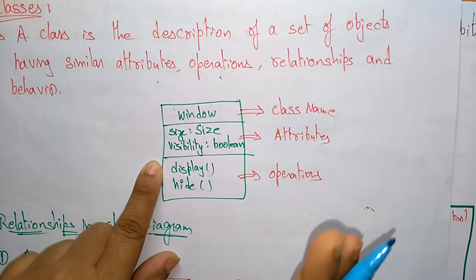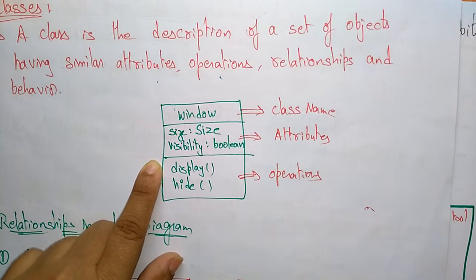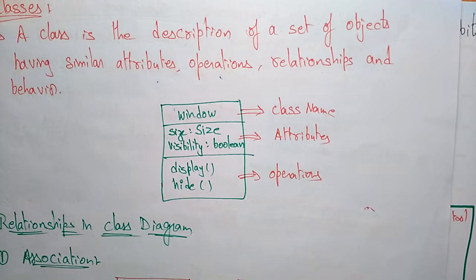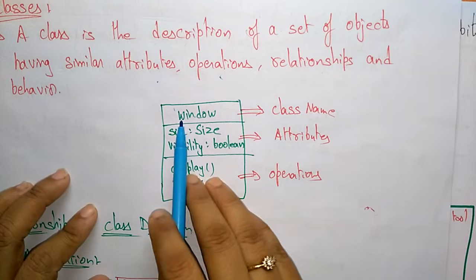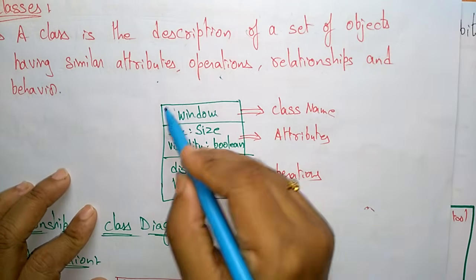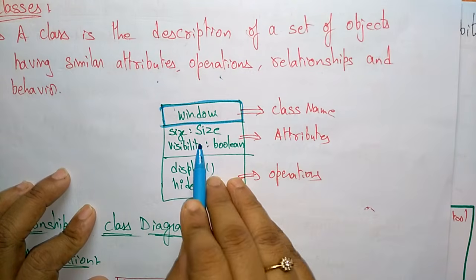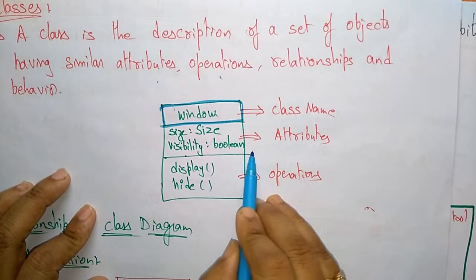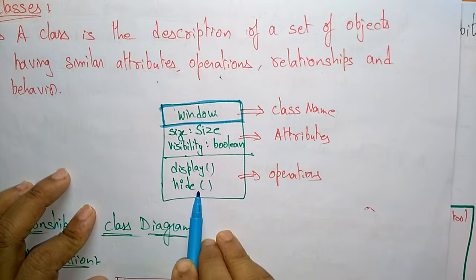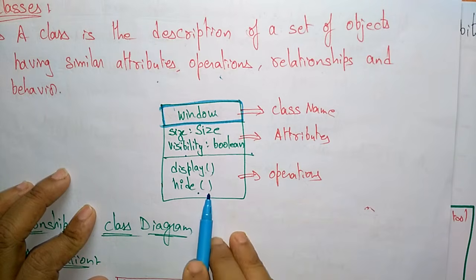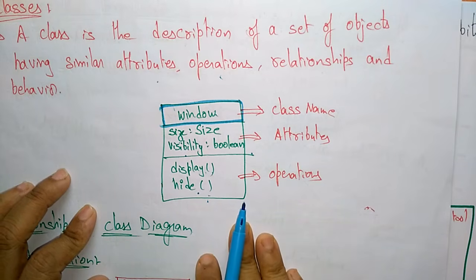It's not a class diagram. A class diagram means a group of classes, objects, or interfaces communicating with some relationships. A class consists of a class name; the first block here is the class name, and a class also consists of attributes, and these are the operations. Display and hide are the operations of the class.